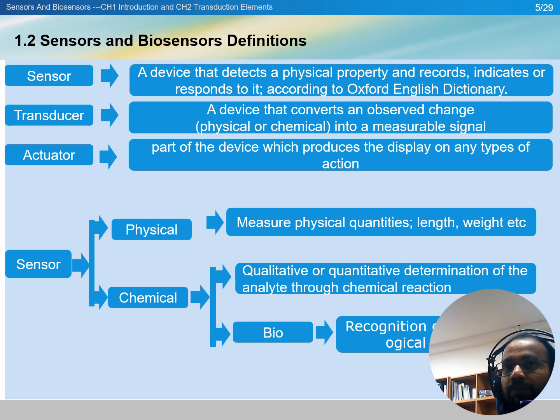We have different types of sensors, as we previously talked about: the physical sensor and the chemical sensor. The physical sensor measures length, weight, temperature, and the chemical sensor is qualitative as well as quantitative, and the biological sensor recognizes the biological.